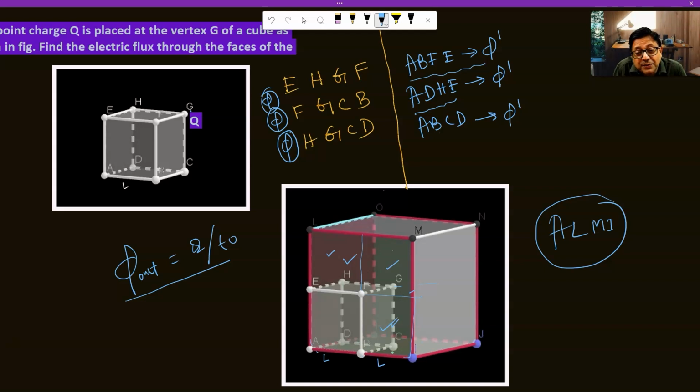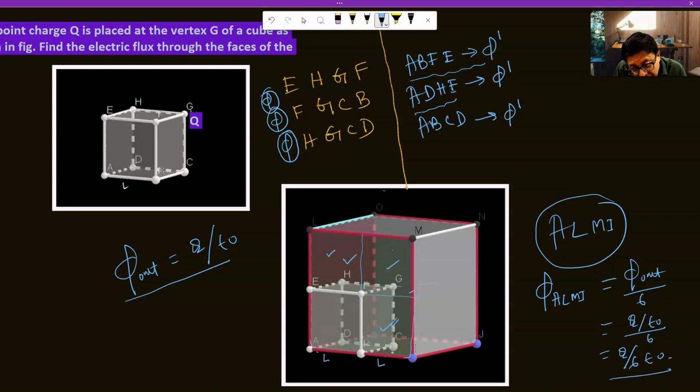Calculation is very easy now. From G, total outward flux is Q by E0. So flux coming out through ALMI, which is one of the 6 faces of the cube, is going to be phi out by 6. Isn't it? Phi out is how much? Q by E0, divided by 6. Answer is Q by 6 E0.